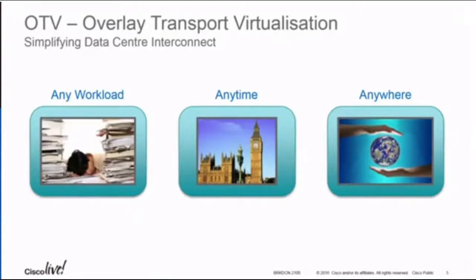Any workload in that matter. Any workload means it could be any kind of applications. OTV will be able to provide you the services over it. Be it any kind of clustering technologies, be it any kind of high availability protocols, OTV will be able to provide you the services over that. Anytime and anywhere in that matter means OTV is basically agnostic to the underlying transport layer itself. Be it IP, be it MPLS, any kind of transport layer you have, OTV will be able to provide you the services over that.